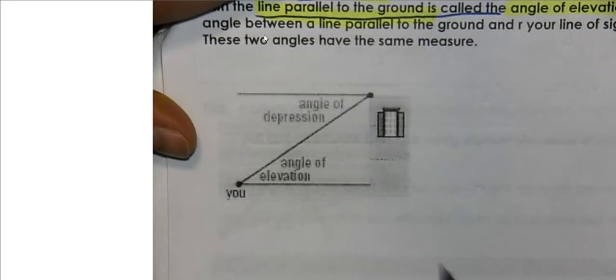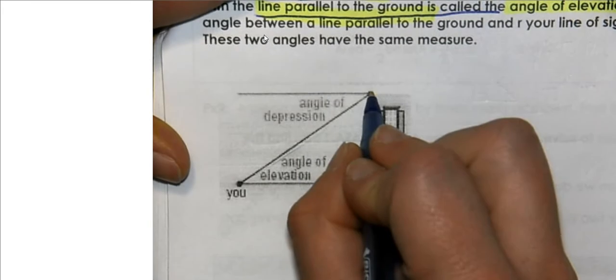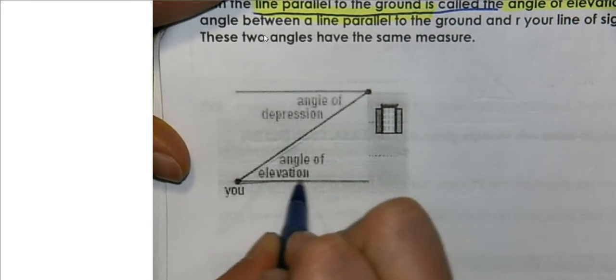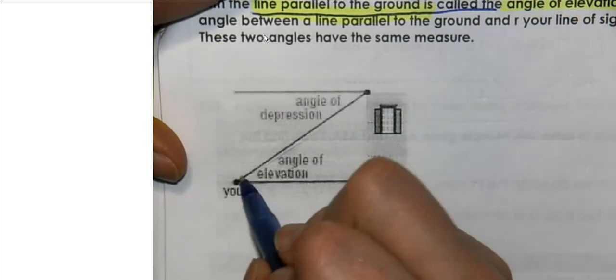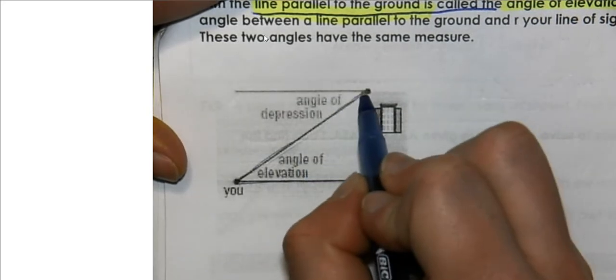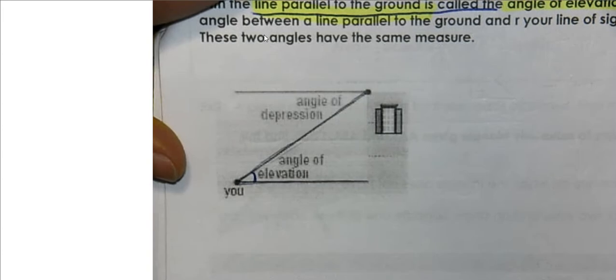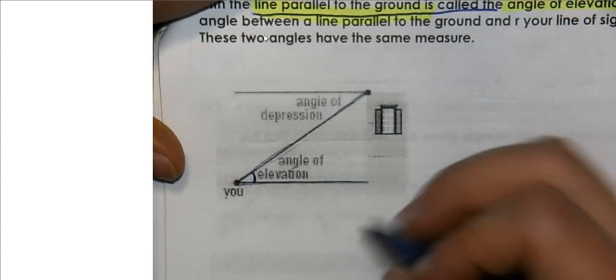So in this picture right here, if you can imagine looking up at the top of a building and you are on the ground is one line and your line of sight is another line, an angle is created. This is known as the angle of elevation.